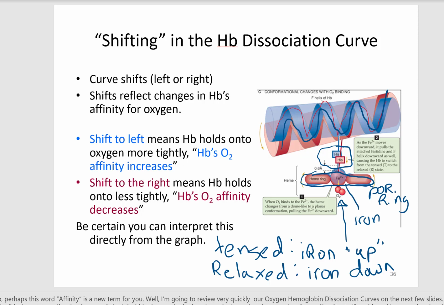If something makes the iron move upward, shown here in red now, if iron moves from the downward state shown in red to the upward state shown in blue, it is now going to be in a tensed position. Iron in an upward state is not going to have a high affinity for oxygen.